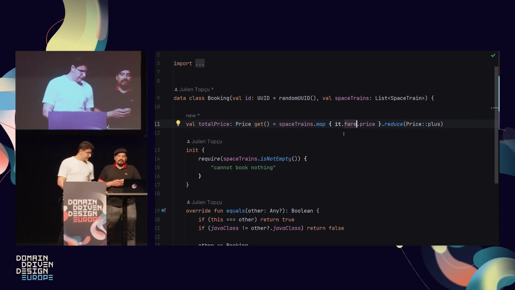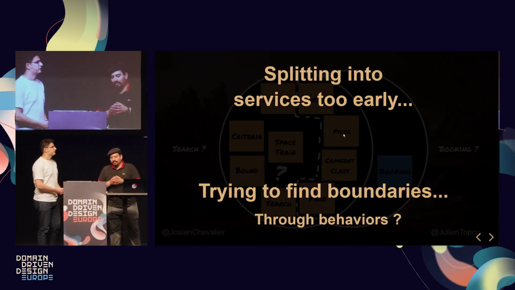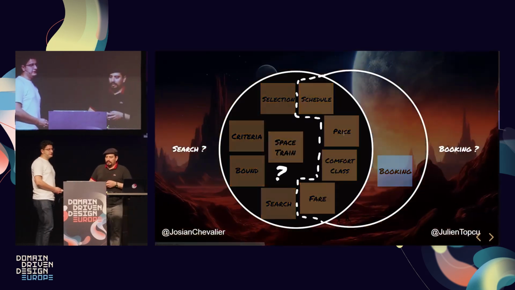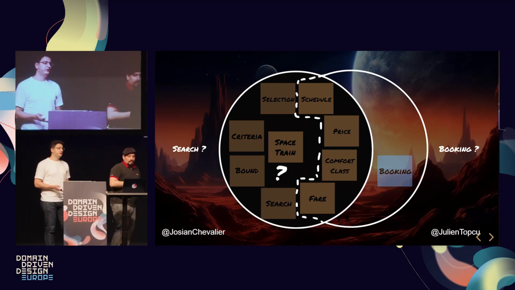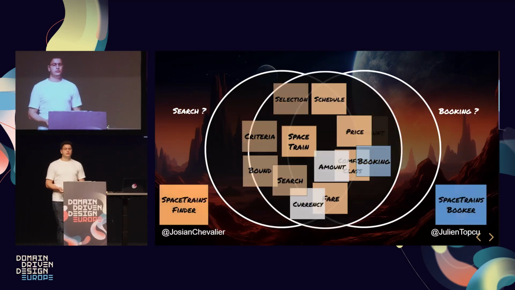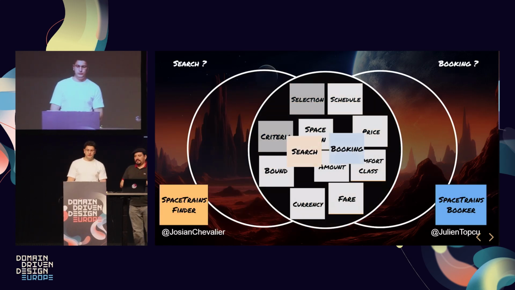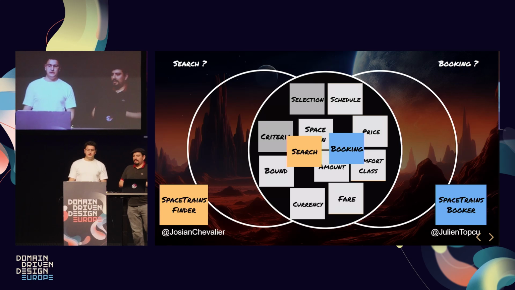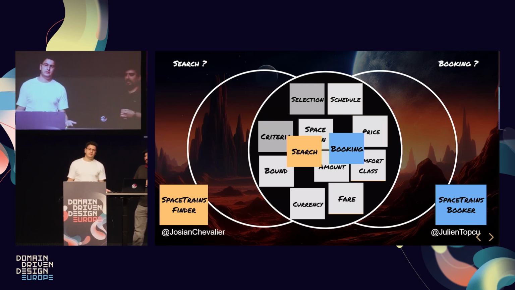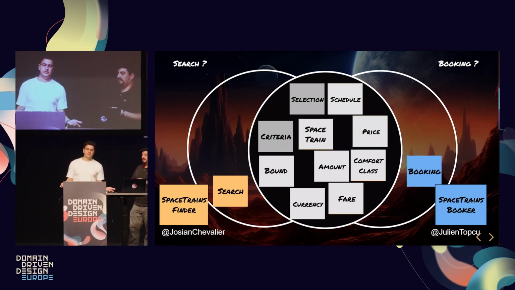Maybe the droid didn't really understand what we were doing so far. To clarify this, as we know, it's pretty difficult to find the right boundaries. They're a little blurry at this point. So instead of going through the concept, we go through the behavior, because this is a way to approach the splitting. We have Space Train Finder on one side, Space Train Booker on the other, and it can highlight which concepts are used. So here, booking and search, we can split them in their own bounded context.